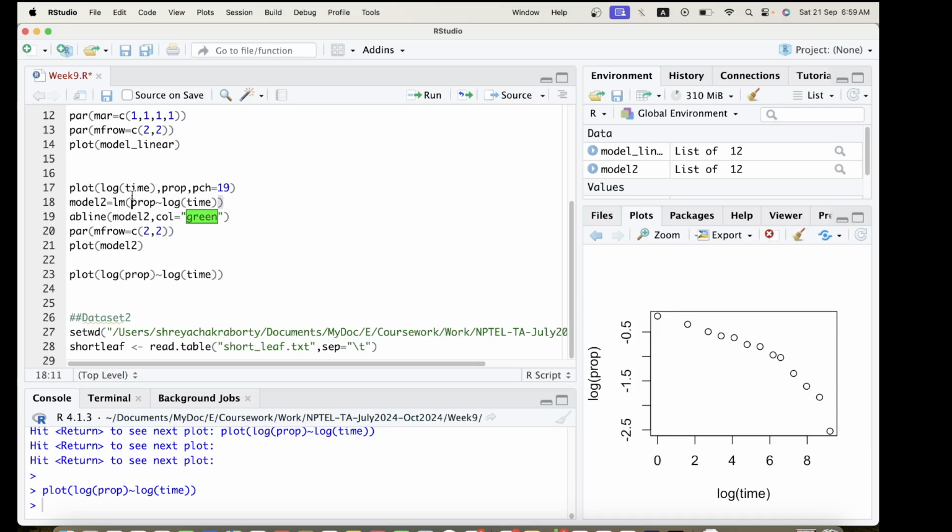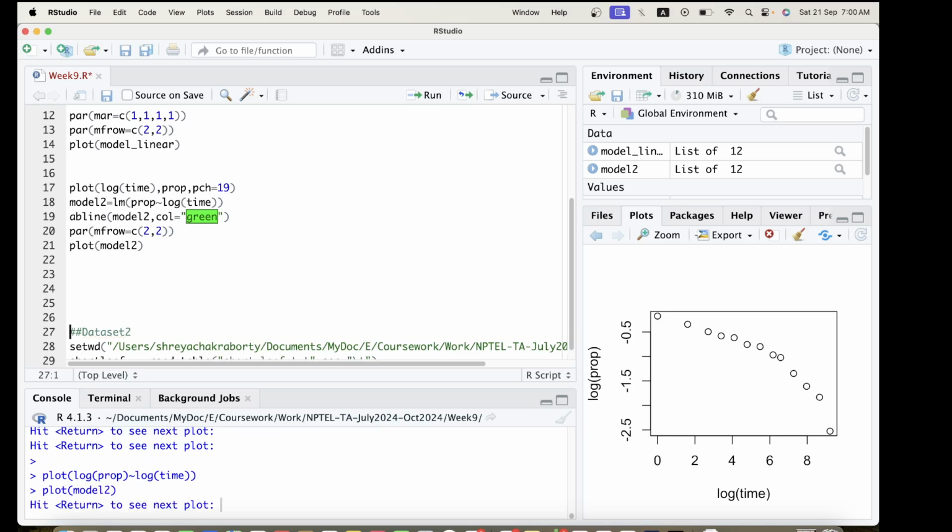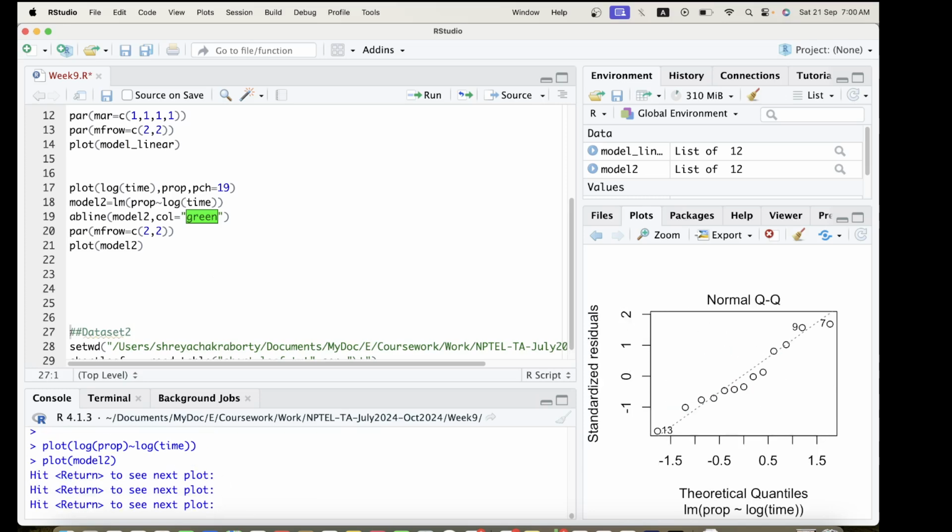Okay, so this one seems like a better fit. This proportion, the response, regressed on log of time. And we had the model like this. This was the residual versus fitted. This is the QQ plot, which shows that since these points all fall on the y equal to x line, it caters to the fact that the residuals are normally distributed. This looks like they are normally distributed.